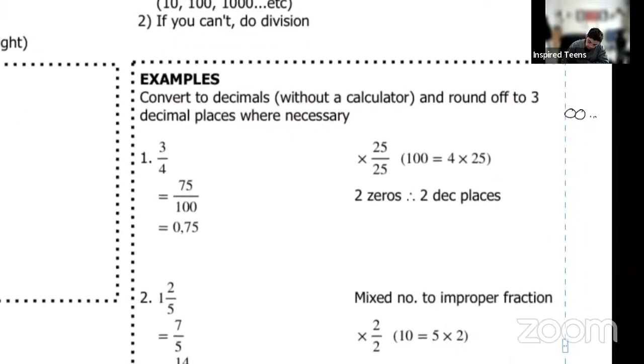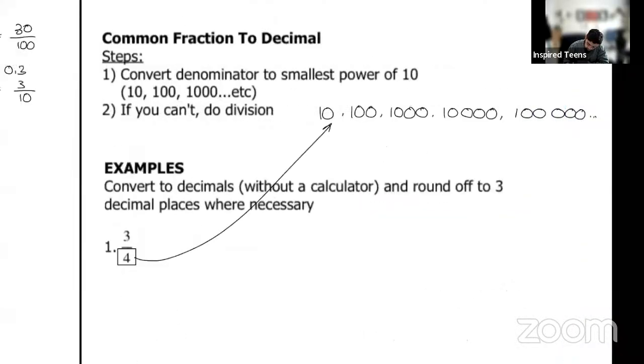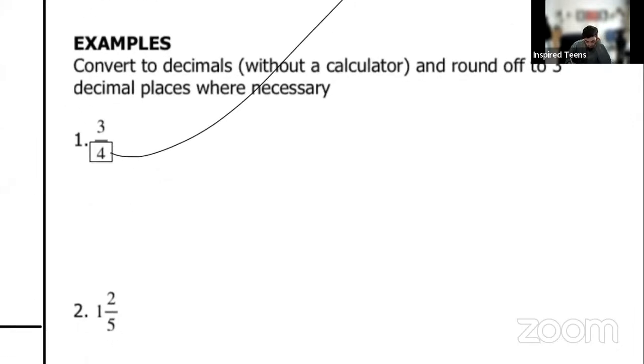How would we convert it to 100? Like I just said, multiply it by 25. So we have 3/4 multiplied by 25 over 4 multiplied by 25. This gives us 100 in the denominator, and this gives us 75.